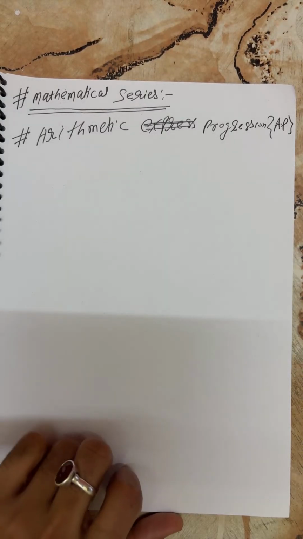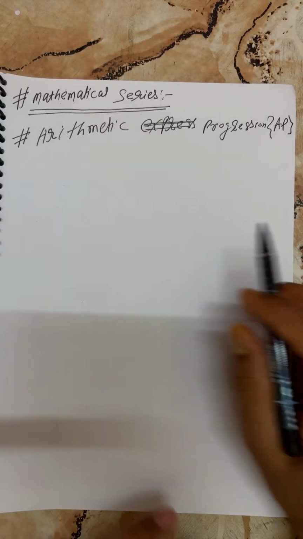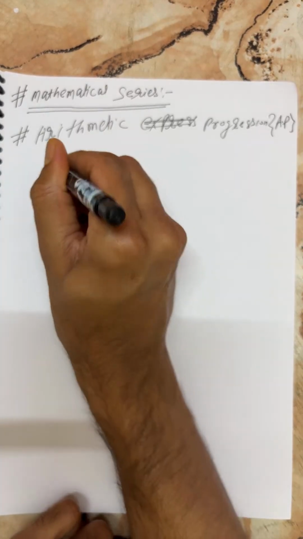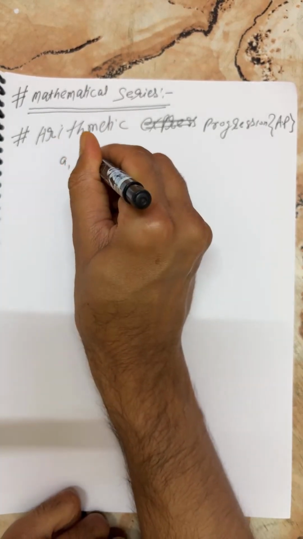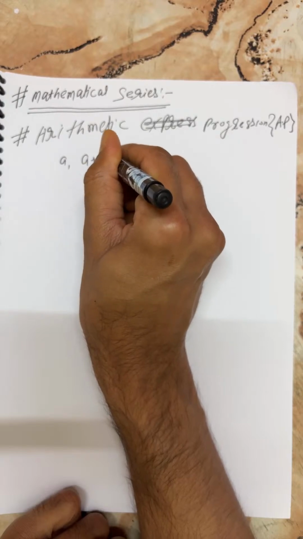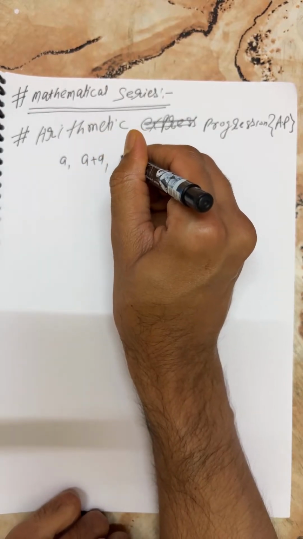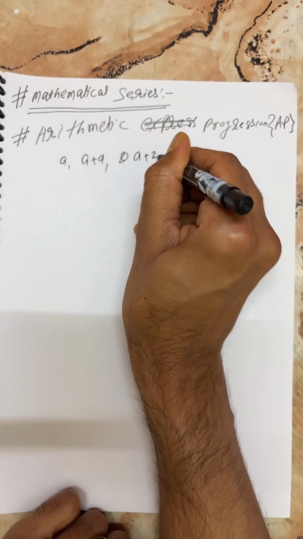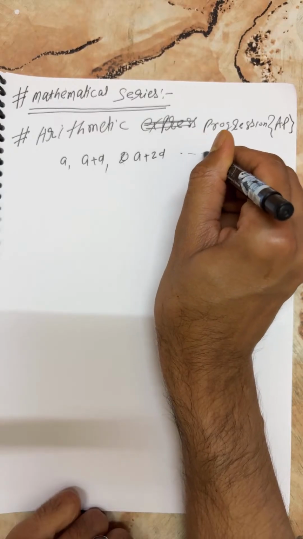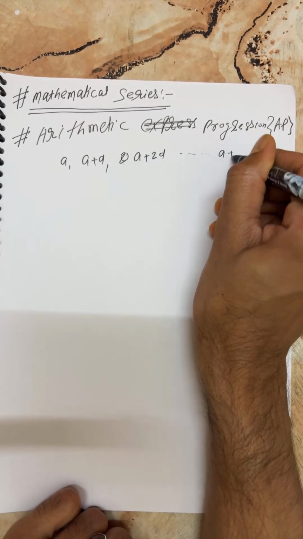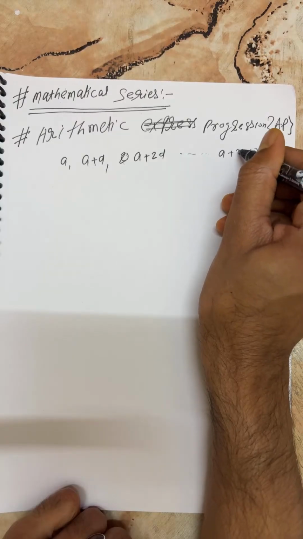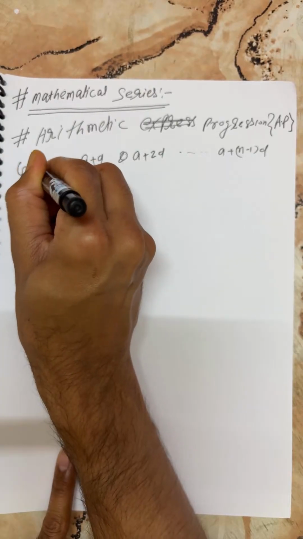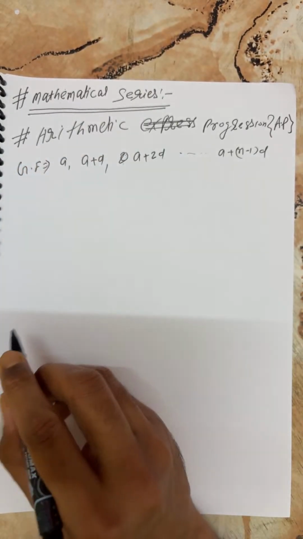So what is the identification? How can we identify whether given terms belong to an arithmetic progression? Very simple. This is A, next A plus D, next A plus 2D, and so on, up to A plus (n minus 1) into D. This is the general format of arithmetic progression.